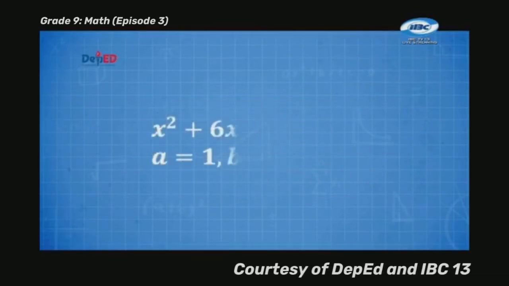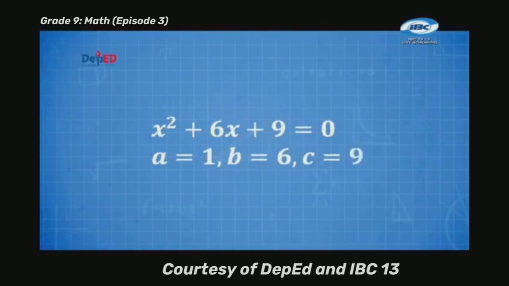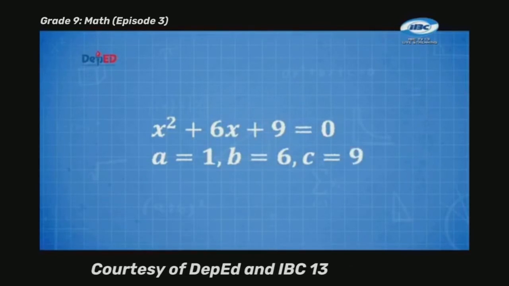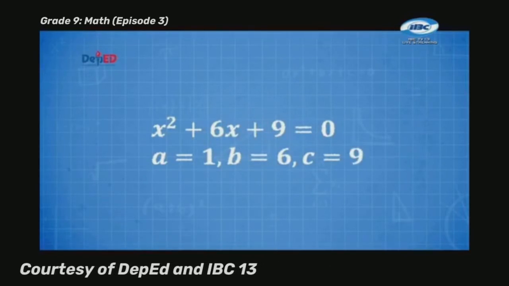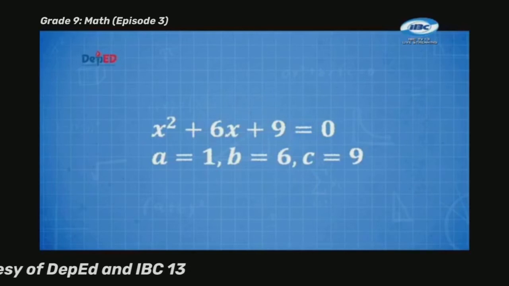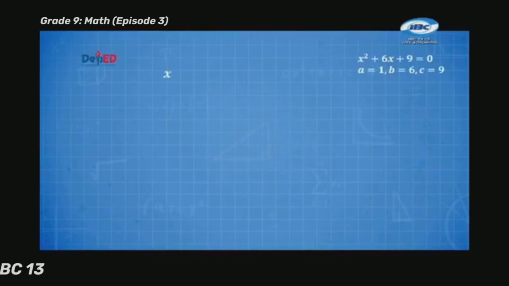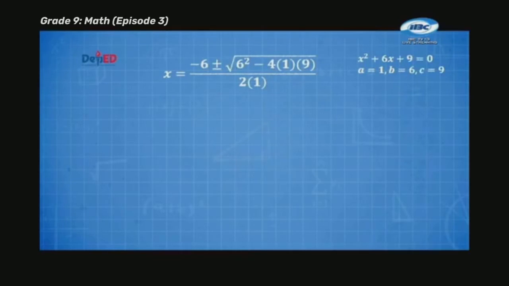We go through the same process for the second equation in the pair, which is x squared plus 6x plus 9 equals 0. Here, a is 1, b is 6, and c is 9. Substitute the values of the coefficients. X equals negative 6 plus minus the square root of the quantity 6 squared minus the product of 4, 1, and 9 all over 2 times 1.